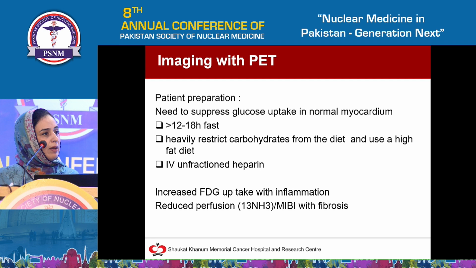Most of the time we ask for a prolonged fast. 18 hours or more is considered ideal. In the fasting state, the heart starts to take up lipids for metabolism, so it's not going to take up glucose. Alternatively, heavily restrict carbohydrates from the diet in the 24 hours before the scan, and use a high-fat diet. So there'll be increased FDG uptake with inflammation.